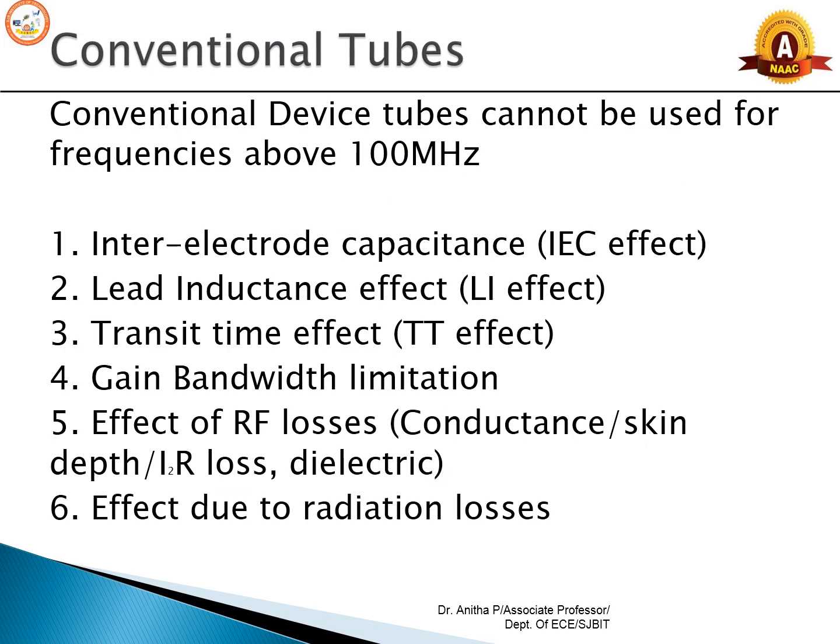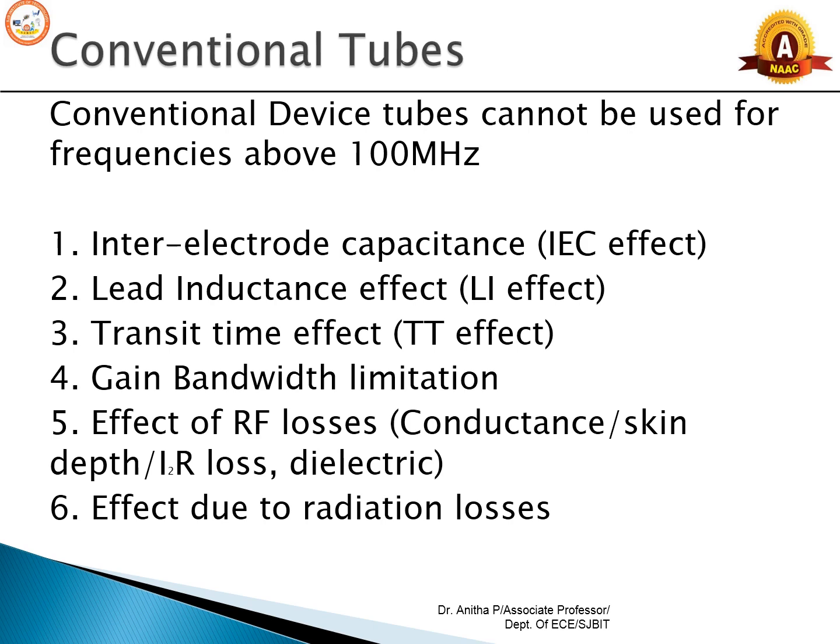If we look at the previous block diagram, you need an oscillator to generate the signal. To generate a microwave signal in the microwave band, that is from 3 gigahertz to 300 gigahertz, the conventional tubes we have can't be made use of. If I want to use conventional tubes above 100 megahertz, the following effects will degrade their performance.